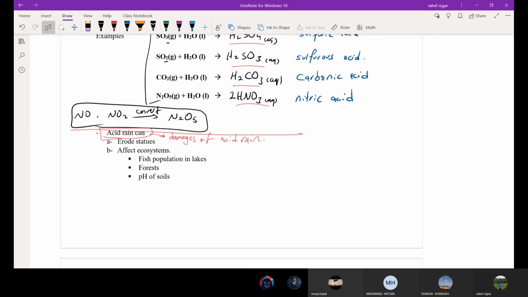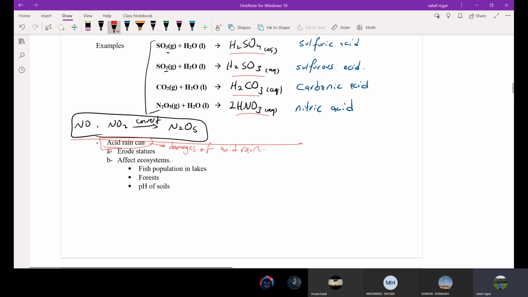Acid rain can do what? A, erode statues. What it says as statues, it means buildings and anything that is composed of concrete, metals, or things like that. It can erode them. For example, it can also help rust on surface of iron. That's why it speeds up the rusting reaction. Then the material or the statue will start to erode more quickly.